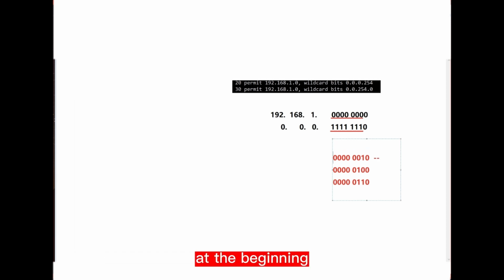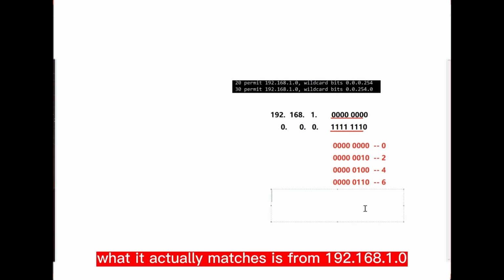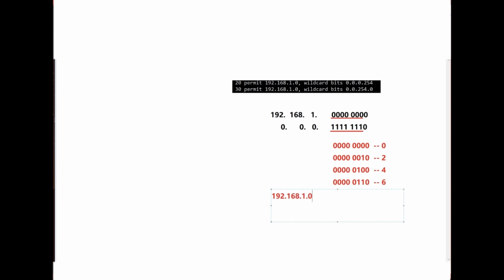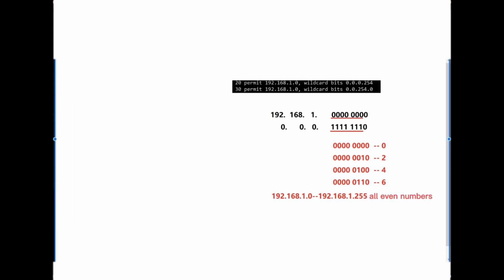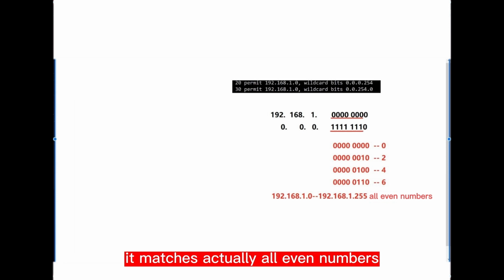The other bits actually change between 0 and 1. At the beginning, this bit can be 0, which represents 0. If here is 1, it represents 2. If the previous digit is 1, it represents 4. If these 2 bits are 1, it represents 6. So if you write the wildcard like this, what it actually matches is from 192.168.1.0 all even numbers up to 192.168.1.255. It matches all even numbers.